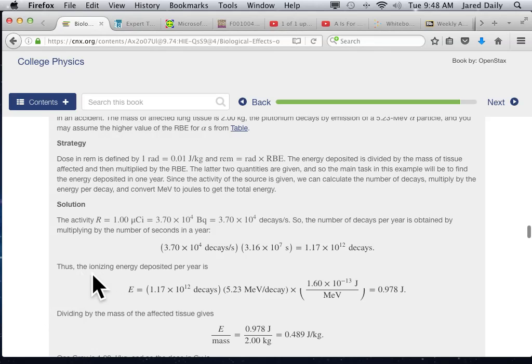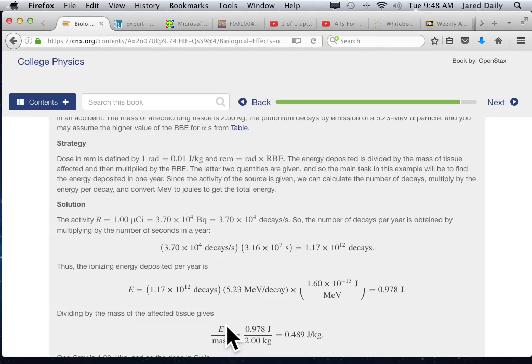The ionization energy that's going to be deposited every year: each one of these is going to give off 5.23 mega electron volts. So you have to multiply this huge number by mega electron volts here. Once you do that, you convert the mega electron volts using 1.6 times 10 to the minus 13 joules per mega electron volt, and 0.978 joules is the total amount of energy deposited in the tissue.